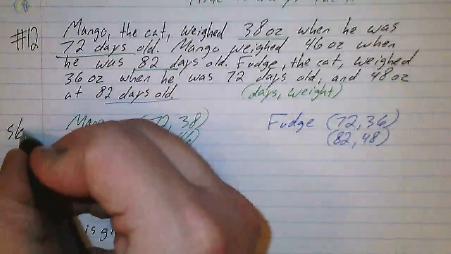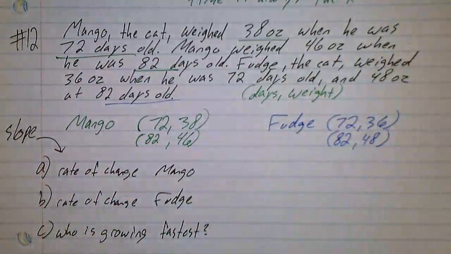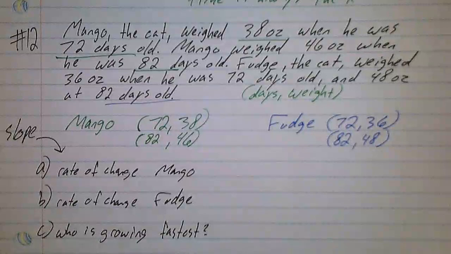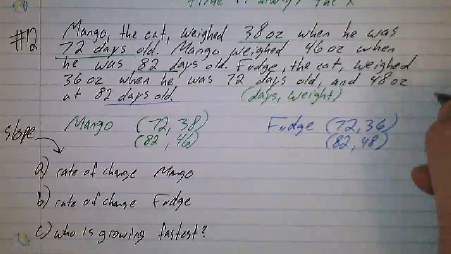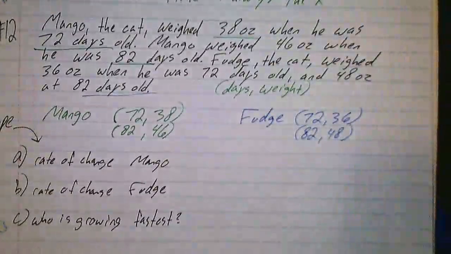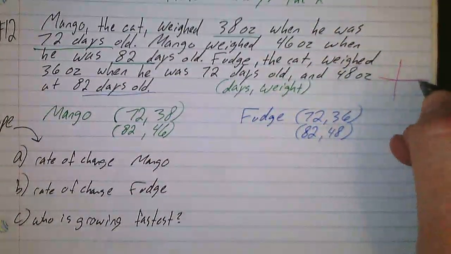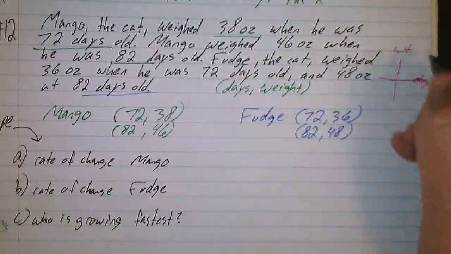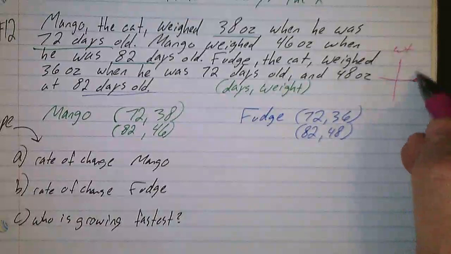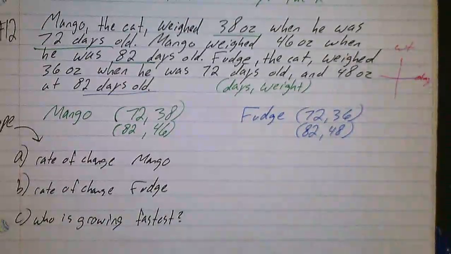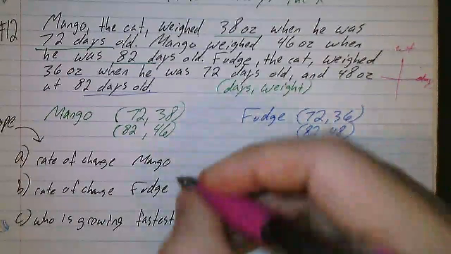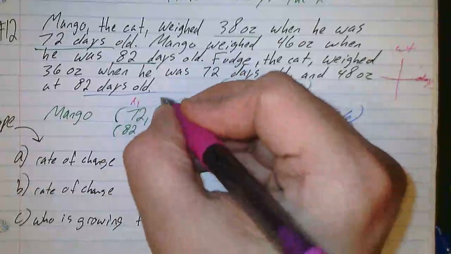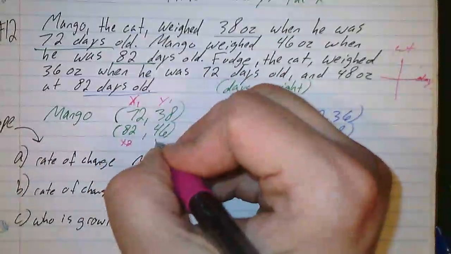Slope, I think I said this once at the beginning, but slope and rate of change are the same thing. We think about rate of change when it's a word problem. So if we graphed this, we would have our days along the x and the weight along the y. And of course, these are both going to be positive values, so we'll live only in quadrant 1. I think you actually have a little graph on this problem. So what is the rate of change for Mango? Well, we just have to label these x1, y1, and x2, y2.